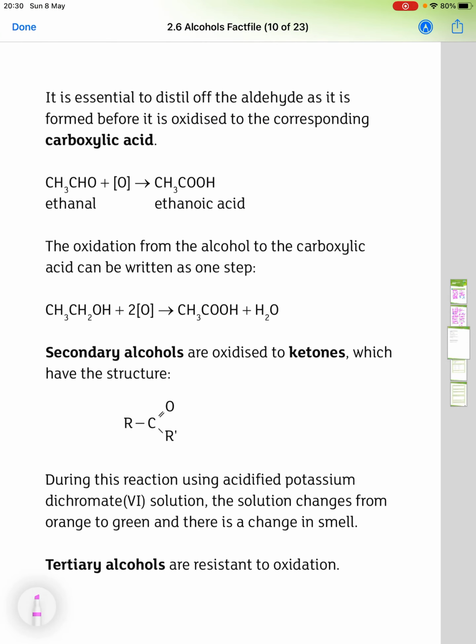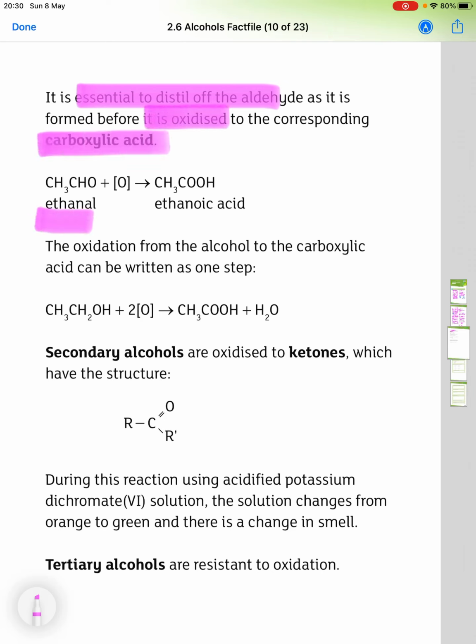So it's essential to distill off the aldehyde as it's formed before it's oxidized, because it will be oxidized to the corresponding carboxylic acid. So ethanol would give us ethanoic acid. And the oxidation from the alcohol to the carboxylic acid can be written then as one step. So we see here ethanol being oxidized to ethanoic acid.